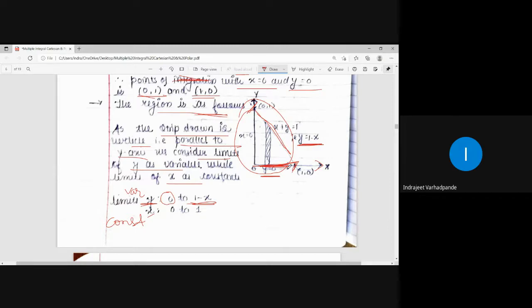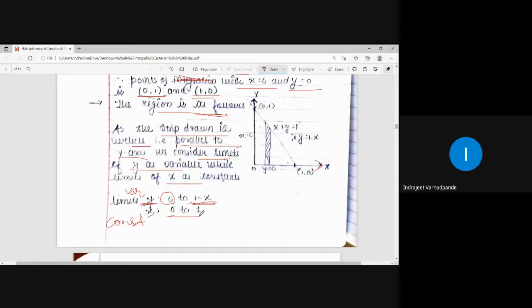How to determine that? Slide or roll this particular strip in the given region. This strip will be slid or rolled from left to right like this. So what will its extreme end be here? The origin. At the origin, what is the value of x? The value of x is 0. It slides and goes up to this point. So what is the value of x over here? 1. So what are the constant limits? What I am getting for x are 0 to 1.